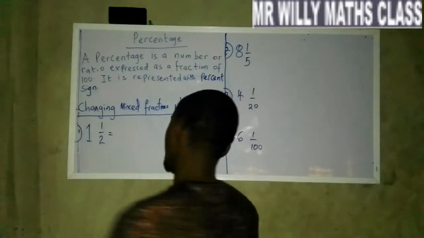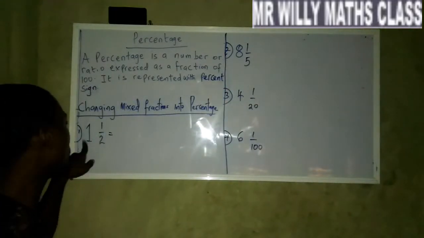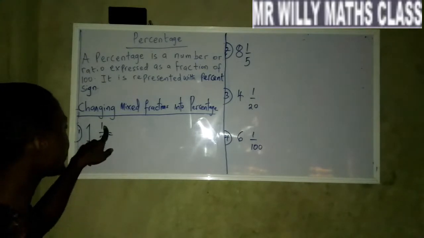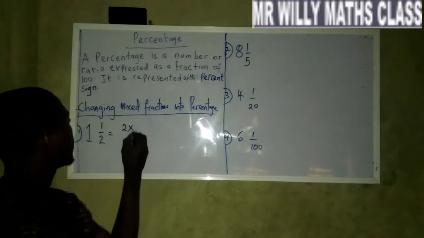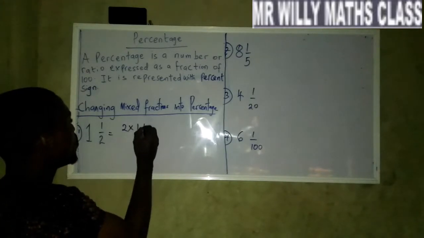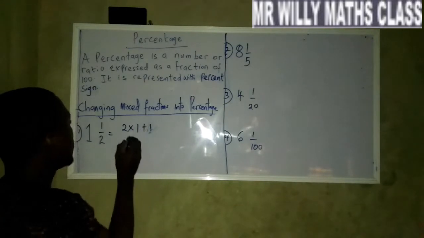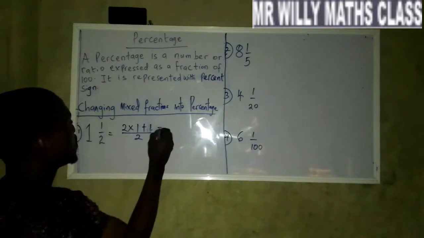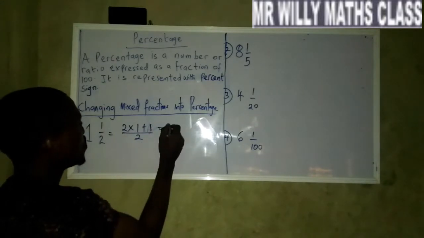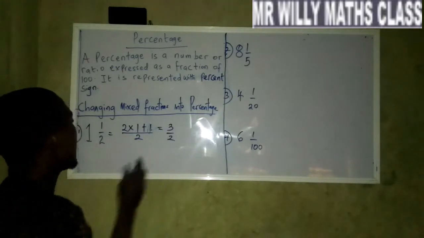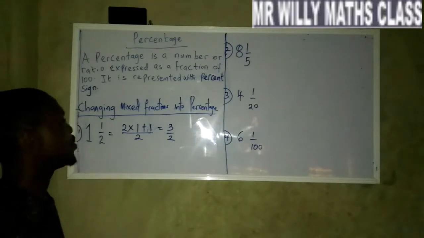What you need to do is that you use the 2, which is the denominator, to multiply 1, then you add your 1. That is 2 times 1 plus 1 over 2. That is 2 times 1, that's 2 plus 1, that's 3 over 2. So 3 over 2. What I did here is I converted the 1 and a half into improper fraction.